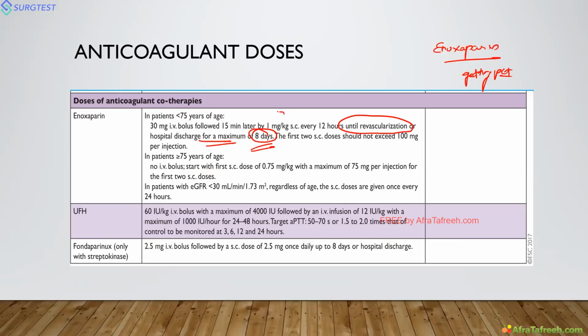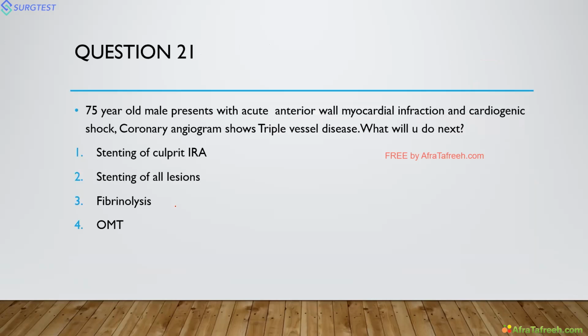We give 60 mg BD, but we forget this dose. When our patient is less than 75 years, we have to give a 30 mg IV bolus first, followed by this one. This we give regularly. In patients more than 75 years, you should not give an IV bolus. Then it is not 1 mg per kg, it is 0.75 mg per kg. Next, UFH and fondaparinux.